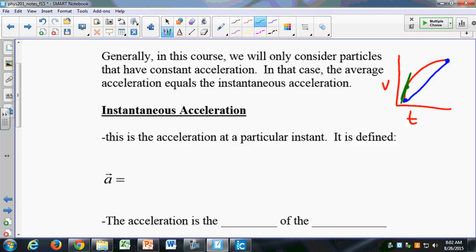We'll see it. Well, no, we will actually. We will see it. But we're not going to deal with changing accelerations. Well, I'll show you what I mean in a bit.